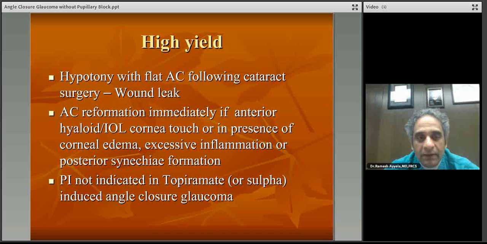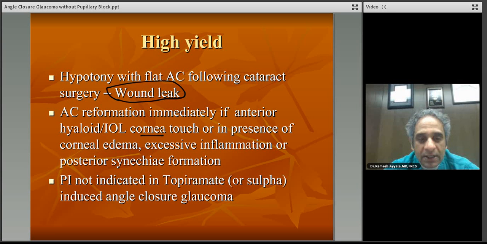With hypotony and a flat AC following cataract surgery, you have to rule out a wound leak. Deform the AC immediately if the anterior hyaloid or IOL touches the cornea, meaning that if the patient is aphakic and vitreous is coming into the anterior chamber and touching the cornea, or the intraocular lens is in contact with the cornea, or in the presence of corneal edema, excessive inflammation, or posterior synechial formation, you want to reform the anterior chamber immediately. This is in the setting of cataract surgery in the immediate post-op period.